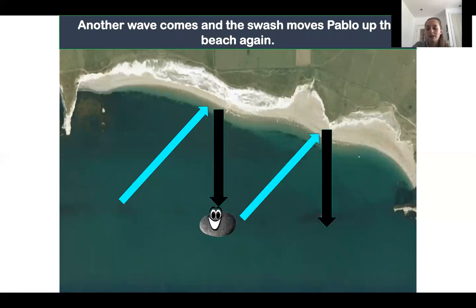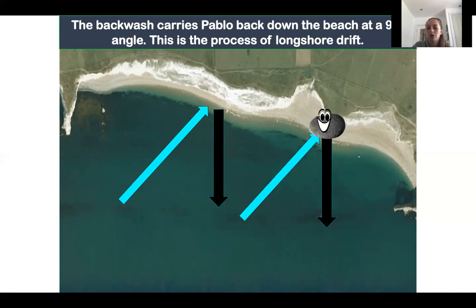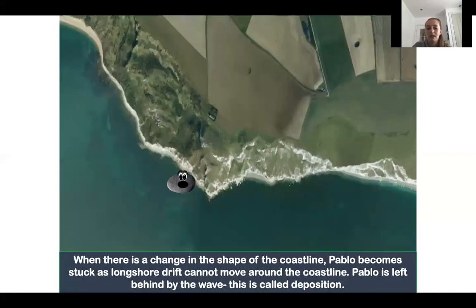Okay, this process then continues. Another wave is going to come and put Pablo back up the beach. And then backwash through gravity is going to pull Pablo back down the beach. So this is the process of longshore drift, and backwash occurs at that 90-degree angle to the beach. And Pablo is now back in the water. This process continues along the coastline until there's a change in the shape of the coast.